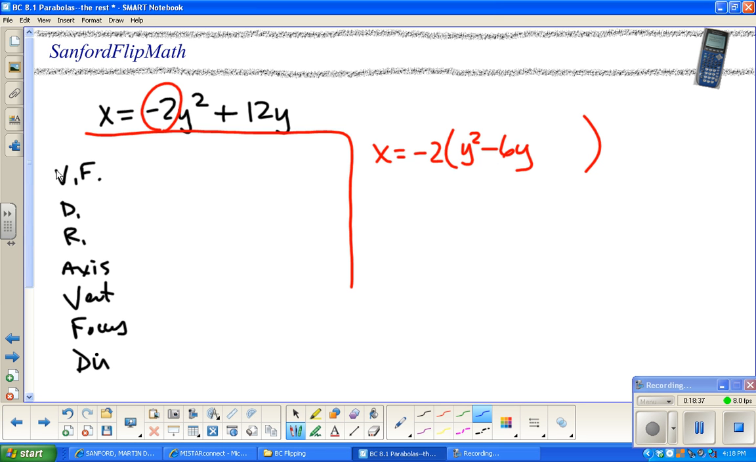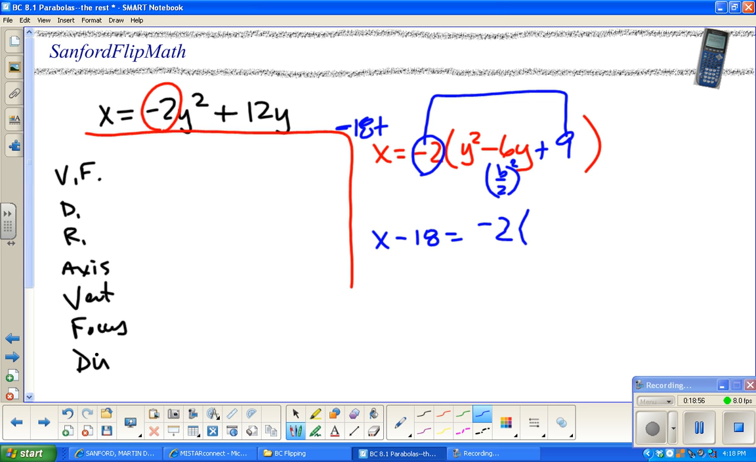Half of negative 6, so b over 2 squared. Half of negative 6 is negative 3, squared is 9. Now I just added 9 on the inside, but remember that's not what was really added. So I need to add a negative 18 on the other side. So this is now x minus 18 equals negative 2 times (y minus 3) squared. So moving that negative 18 to the other side, well, adding 18 to both sides: (y minus 3) squared plus 18. Okay, so vertex form, that's it.